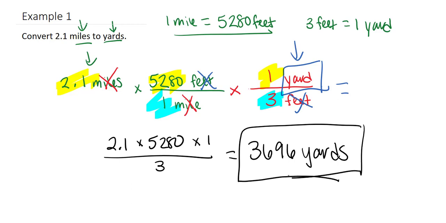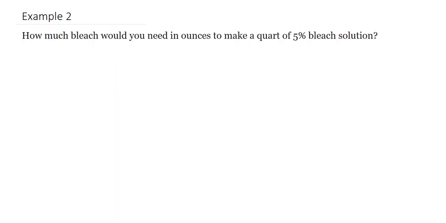Now let's do another example. Example 2. How much bleach would you need in ounces to make a quart of a 5% bleach solution? So what do we know? This is kind of a question where maybe we don't know where to start, but we just need to start thinking about a couple of things. We probably have to do something with ounces, and something with a quart. The end product is we need a quart. So we need a whole quart.